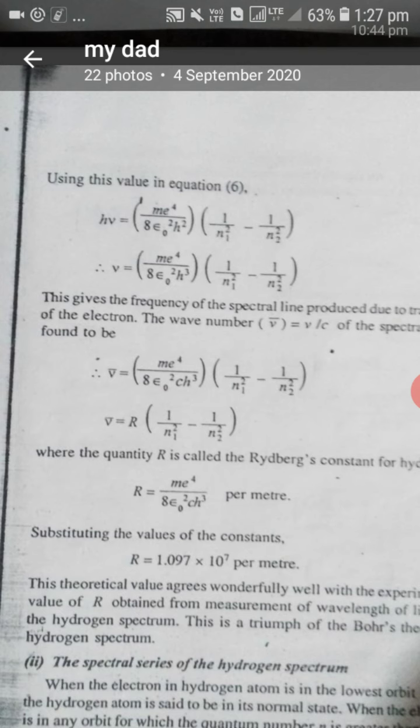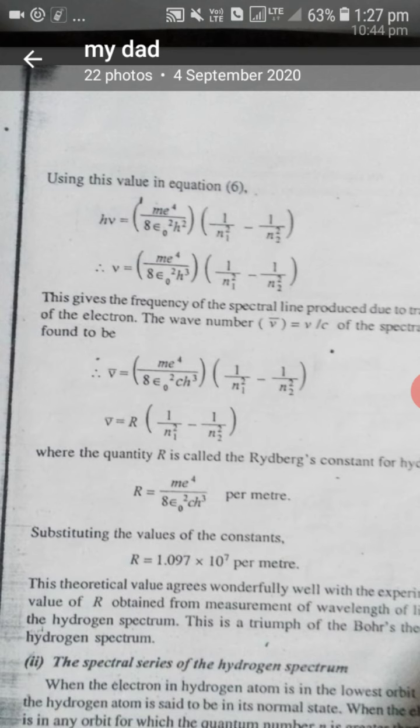Then you substitute the value for R, that is m e power 4 by 8 epsilon naught square c h cube. Then you will get 1.097 into 10 power 7 per meter. This is the value for the Rydberg constant. Then using this equation, that is nu bar, you can find the spectral series of the hydrogen spectrum. This you have studied in lower classes.